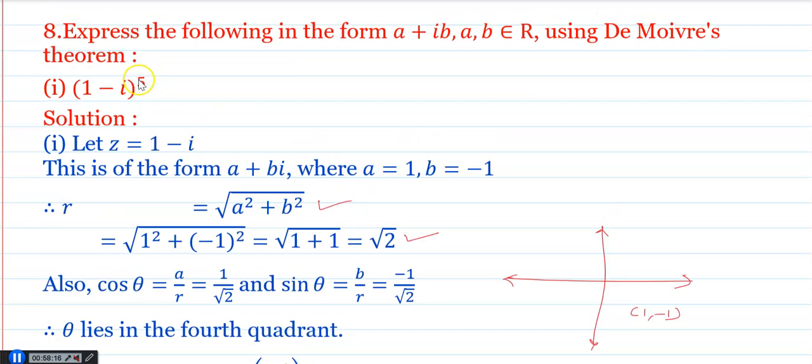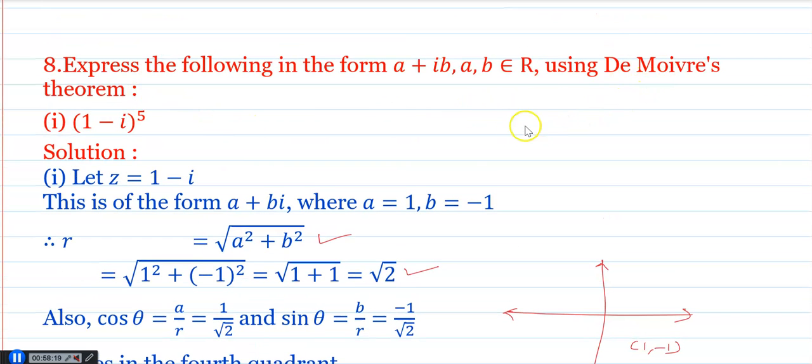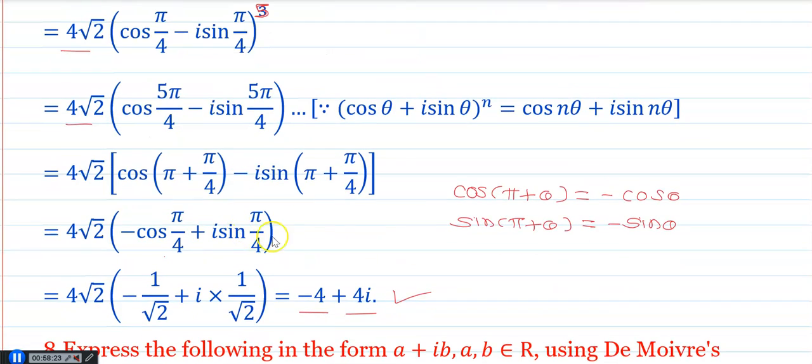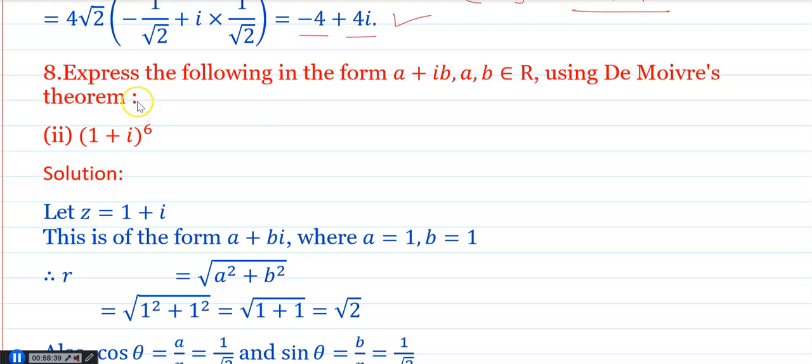This is converted into the form a plus ib by using de Moivre's theorem. What is that? (1 minus i) raised to 5, I will write here (1 minus i) raised to 5, and that is equal to minus 4 plus 4i by using de Moivre's theorem. Next, again express this in the form a plus ib, where a, b belong to the set of real numbers. Using de Moivre's theorem, (1 plus i) raised to 6.